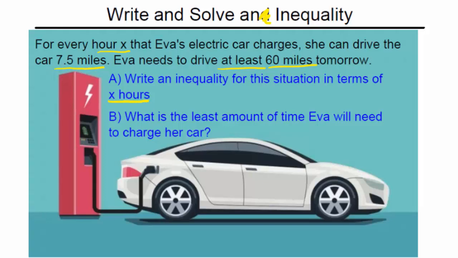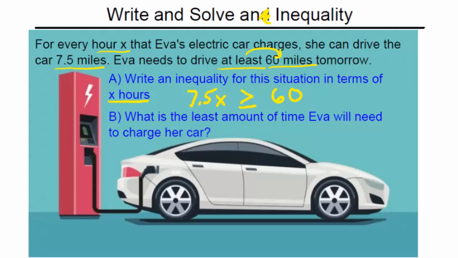So it looks like the pattern there is to take 7.5 times x hours. And then she needs to drive at least 60 miles. So I'm going to leave a space and put 60. And at least 60 means 60 is the smaller of the two. So I must make this face away from 60 because it's got to open towards the bigger value. And at least means equal to. So there's my inequality.